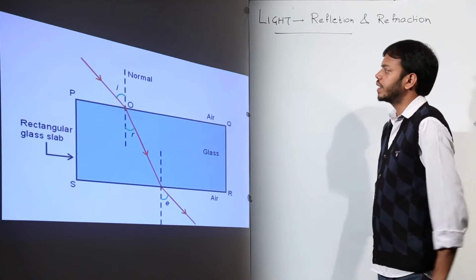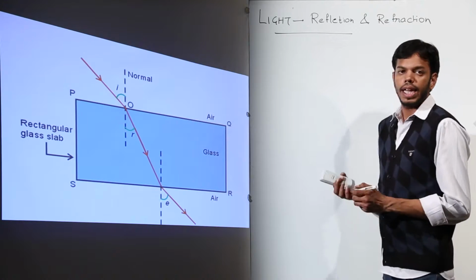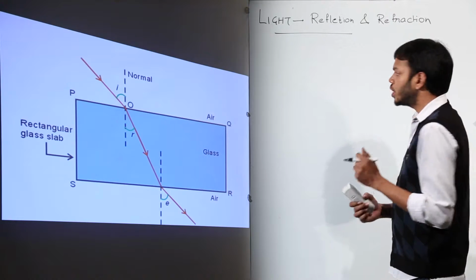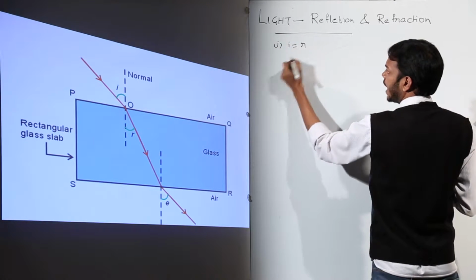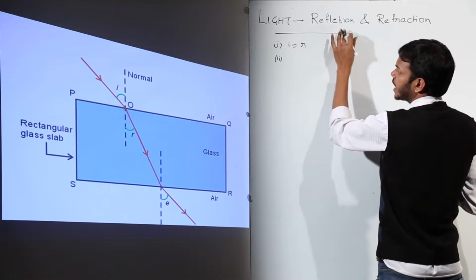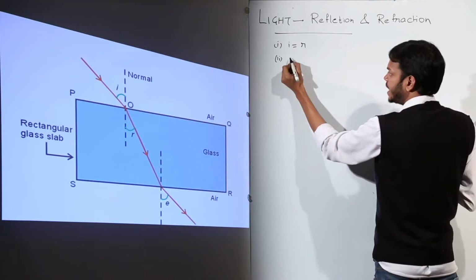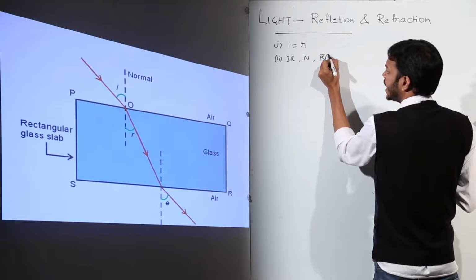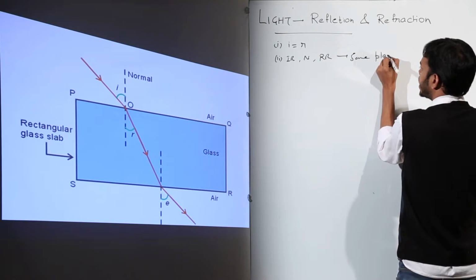So let's move forward. This is a glass slab and a ray diagram for what is happening. As I told you, what were the laws of reflection? The law of reflection was i equals r, and we are talking about reflection, not refraction right now. And the incident ray, normal and reflected ray were lying on the same plane, right?